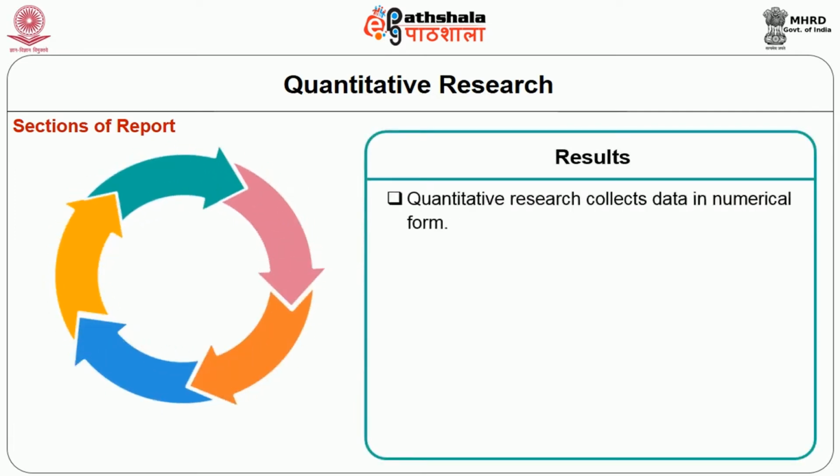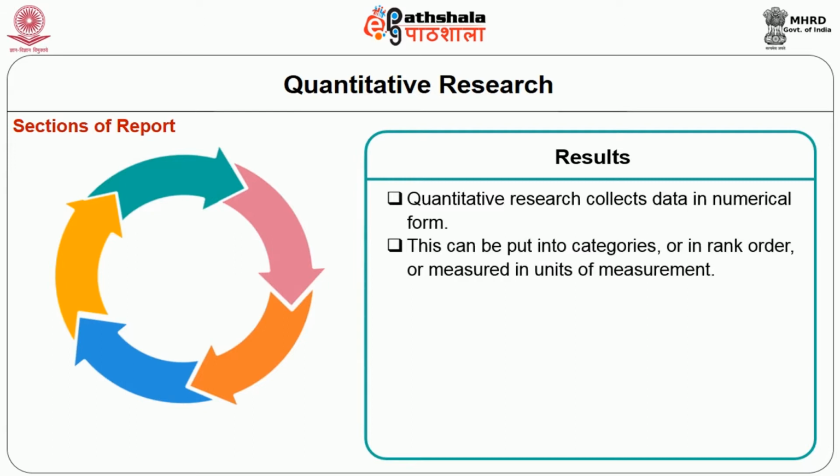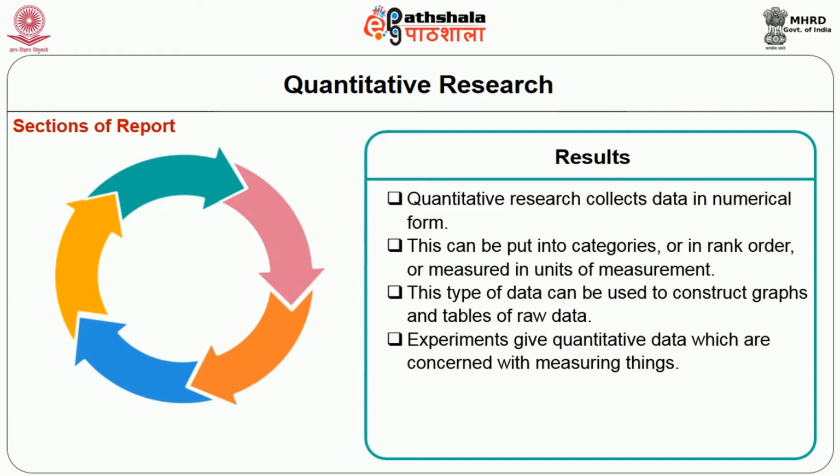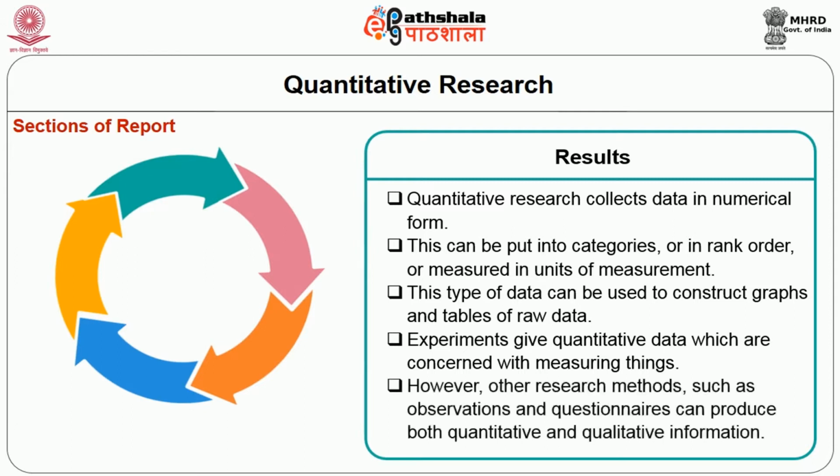Quantitative research collects data in numerical form. This can be put into categories or in rank order or measured in units of measurement. This type of data can be used to construct graphs and tables of raw data. Experiments give quantitative data which are concerned with measuring things. However, other research methods such as observations and questionnaires can produce both quantitative and qualitative information.